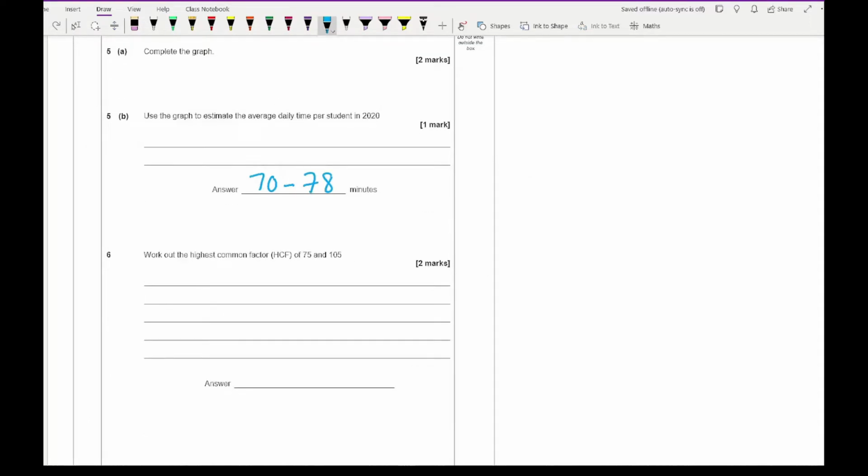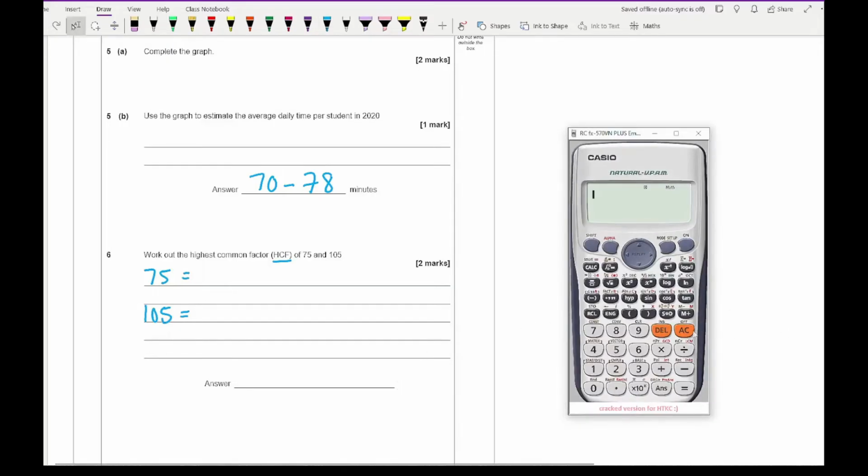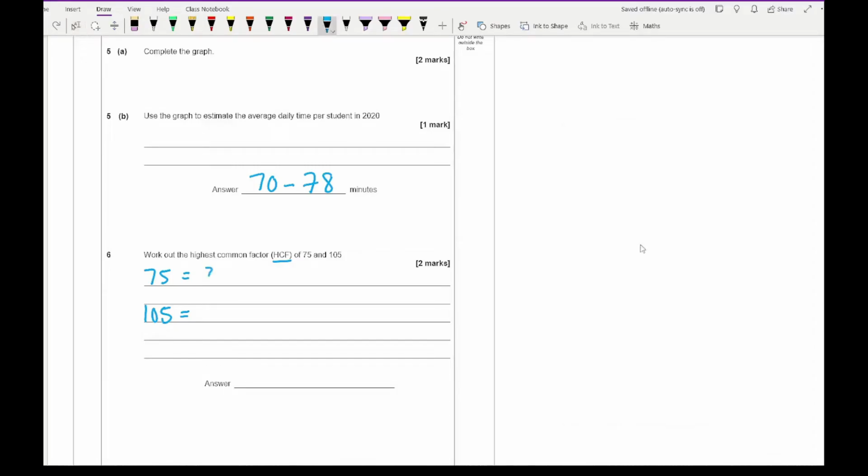Now the next question, question 6, says work out the highest common factor of 75 and 105. Highest common factor is the biggest number that goes into both of these. What you want to do is do a factor tree, or write the numbers as products of their primes. If you've got a Casio calculator, enter 75, press equals, then press shift and then fact, and it should come up with the product of its primes. So this is 3 times 5 times 5.